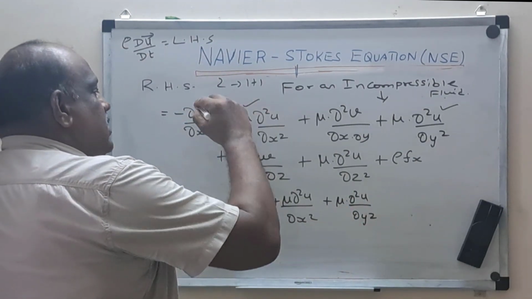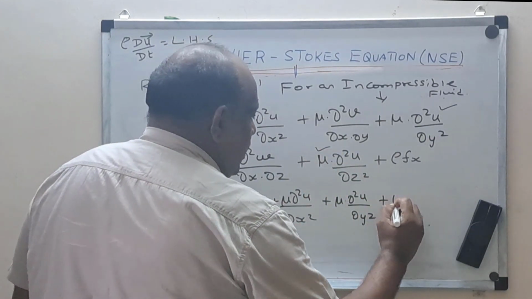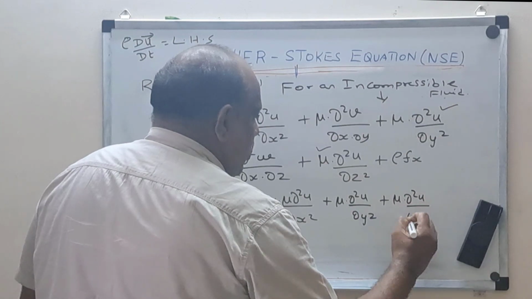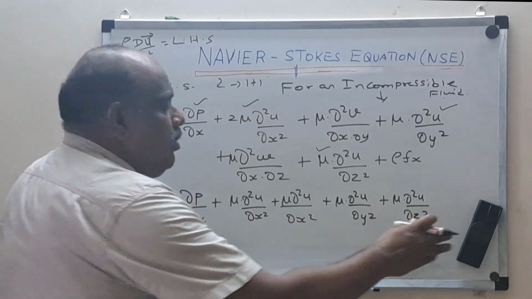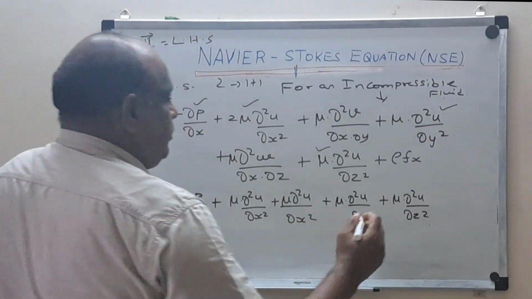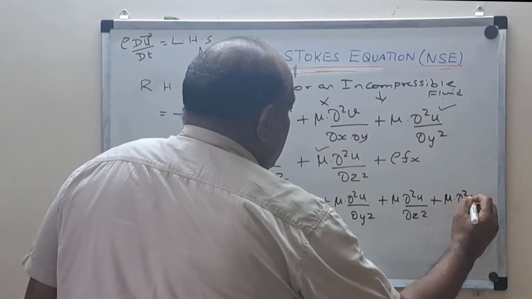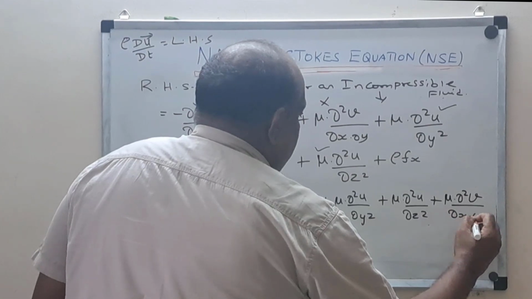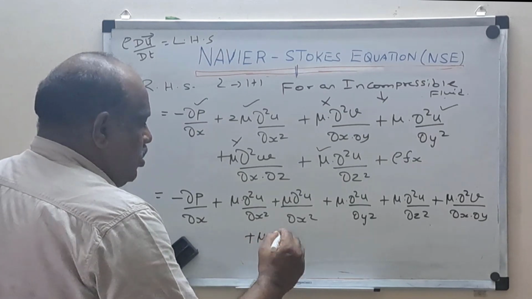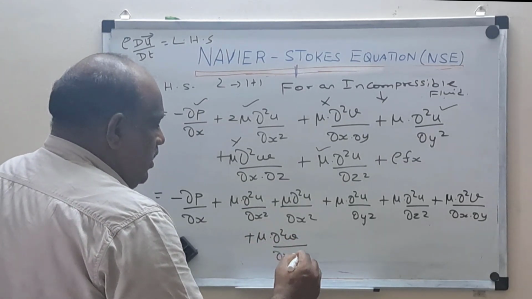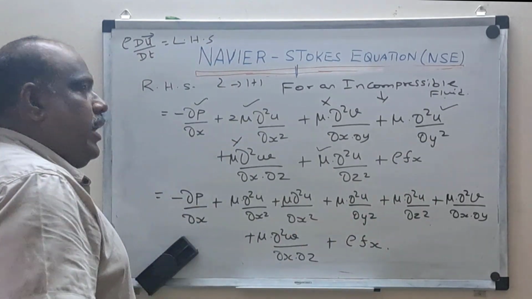So this term is over. I have written this term also. I am going to write now this term also. So plus mu into dou squared u by dou z squared. Okay, fine. Now what are the other terms left out? Plus this term is left out. So we can write this term. Plus mu into dou squared v by dou x dou y. Then which term is left out? This term is left out. Plus mu into dou squared w by dou x dou z. Plus the last term is the body force term. Plus rho into fx. I hope you got it.